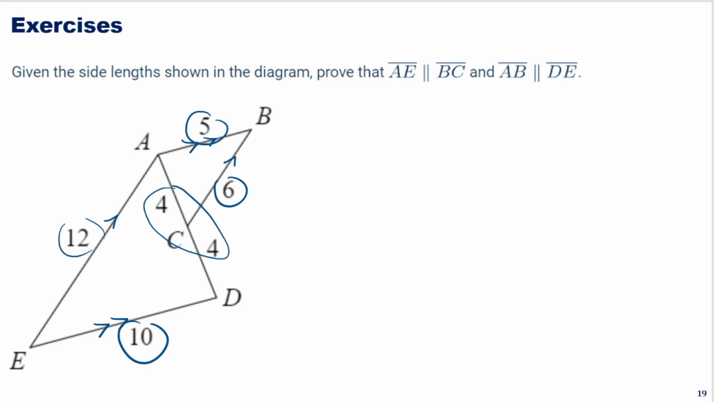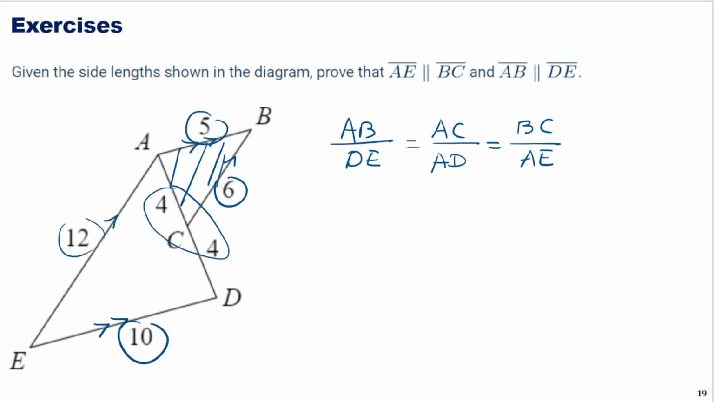So we have AB over DE equals AC over AD equals BC over AE, because these two triangles seem to be similar, right? And actually they have proportional size. Then we can conclude triangle ABC is actually similar to triangle DEA.